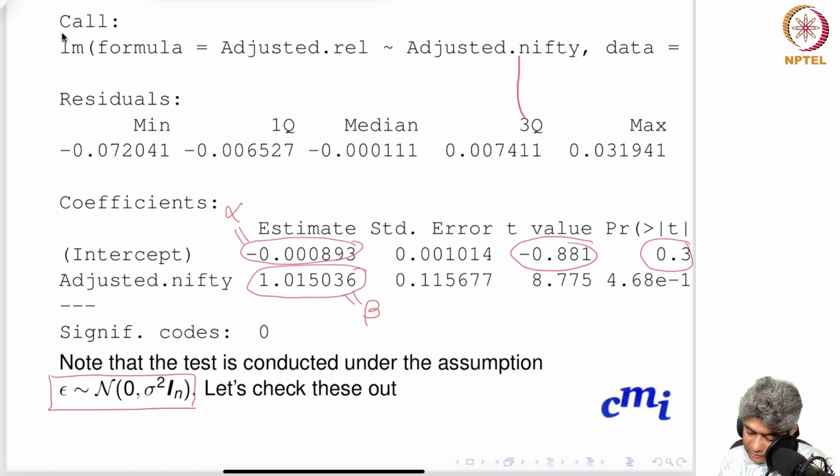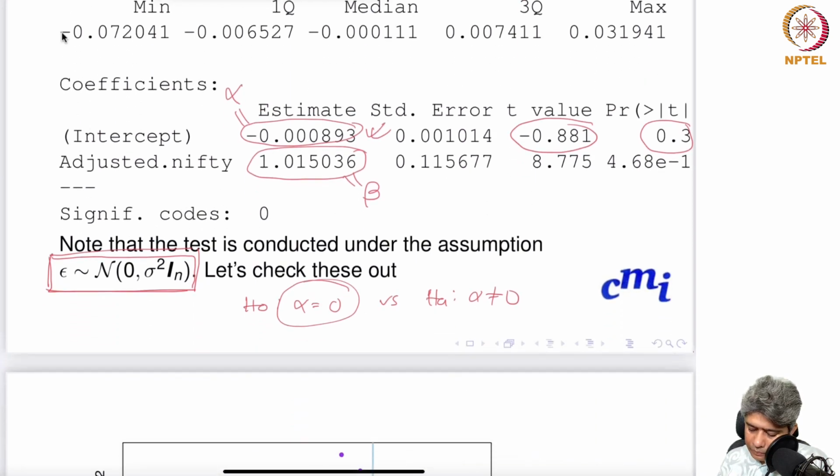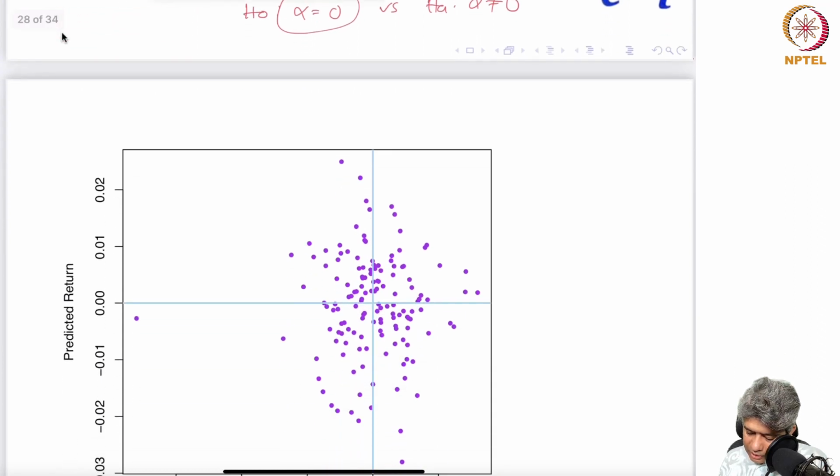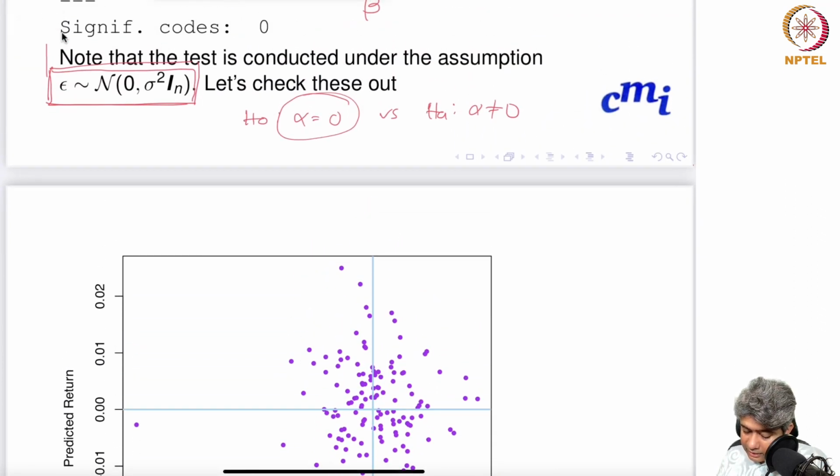So my test was alpha equal to 0 versus the alternative alpha not equal to 0. Assuming the residuals follow normal 0, sigma square, under that assumption our p-value is too high, 0.3, so we cannot reject the null. So we can say that the Reliance Industries price is fairly valued. It is neither overvalued nor undervalued. But we have to check whether the assumptions are correct or not.